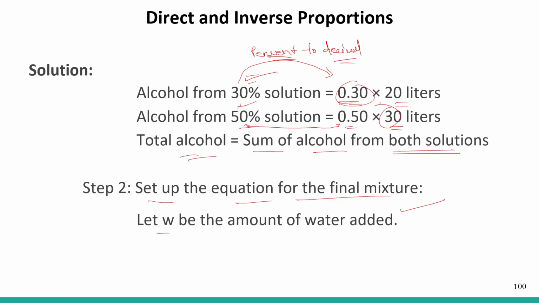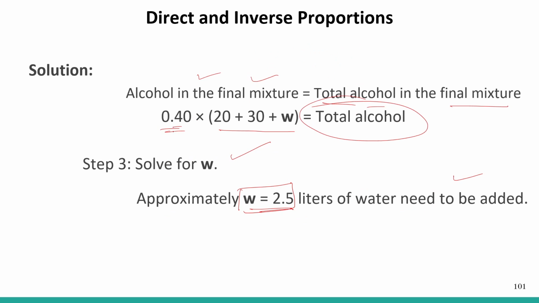So, how much pure alcohol is there in the 30% solution of 20 liter mixture and the 50% solution of 30 liter mixture. We arrived at the conclusion that total alcohol will be the sum of pure alcohol from both the solutions, right? So setting up the equation for the final mixture, W is the amount of water to be added: 0.40 into (20 plus 30 plus W) is equal to total alcohol. Solving for W, we are left with W equal to 2.5 liters of water.